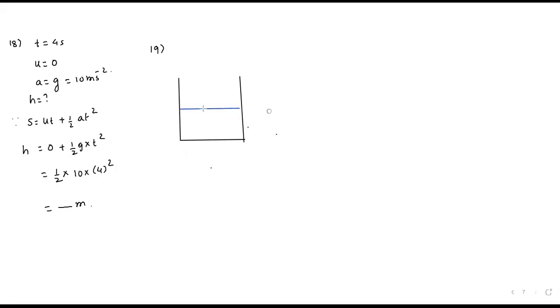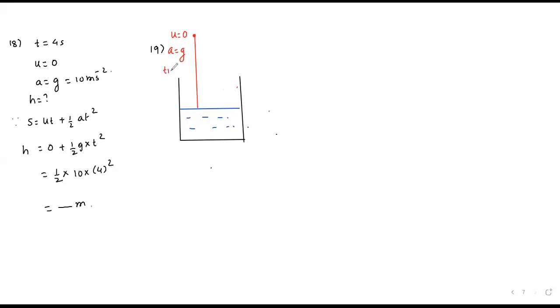Not the water. This entire part is water. A stone is dropped from this top. That's a drop. That stone reaches the surface of water, and from here, sound is produced. This ball is dropped with the initial velocity 0. It is freely falling with a equal to g.